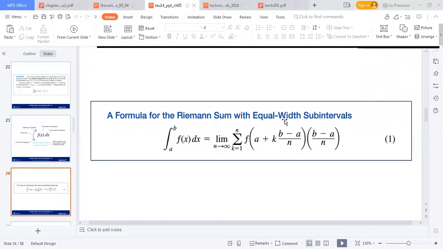This is the main formula for the Riemann sum with equal-width subintervals. That means the definite integral from a to b of f of x dx can be represented as the limit of a sum, which is called the Riemann sum: limit as n tends to infinity, sum from k equals 1 to n of f of c_k times delta x. Delta x means the interval length, which is b minus a divided by n, because there are n divisions.